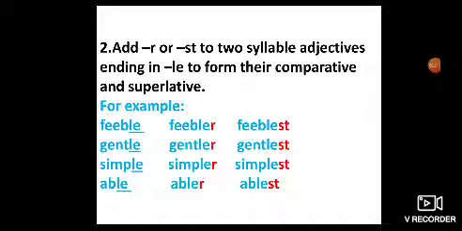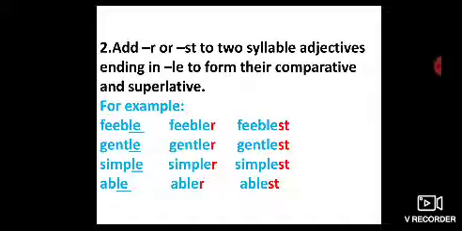Now here is the second point. Add R or ST to two-syllable adjectives ending in LE to form their comparative and superlative. For example, feeble, feebler and feeblest. Feeble means weak. You can see that the words I've underlined are ending with LE.